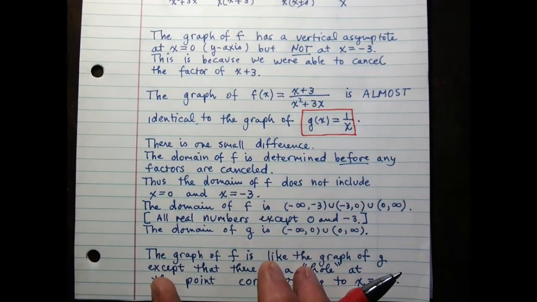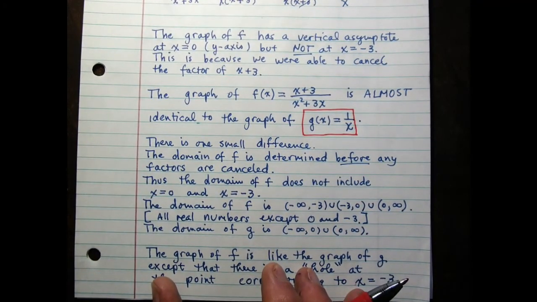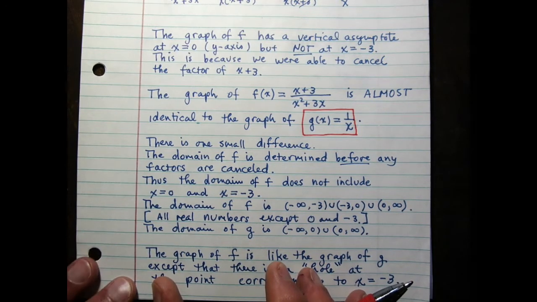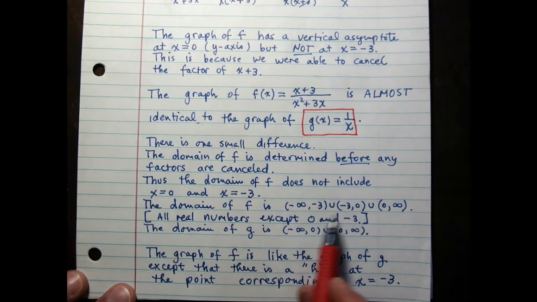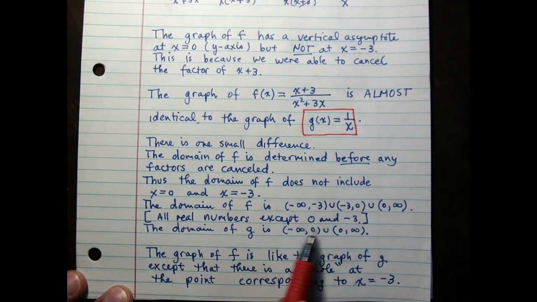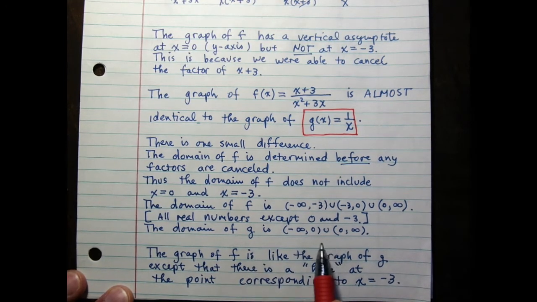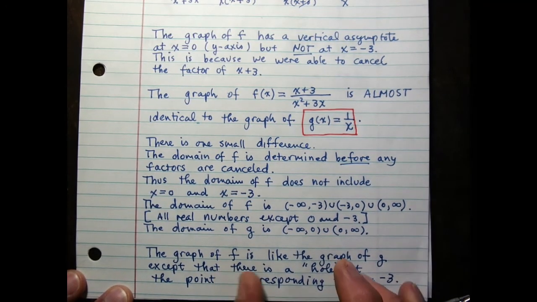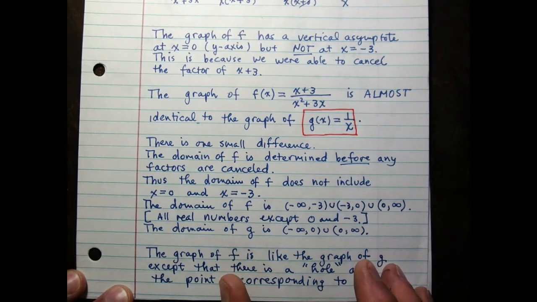The domain of f is determined before any factors are canceled. Thus, the domain of f does not include x equals 0 and x equals negative 3. In interval notation, here's the domain showing those two numbers removed. That just means all real numbers except 0, negative 3. The domain of g is, as indicated, all real numbers except 0. So they're technically different because their domains are different.